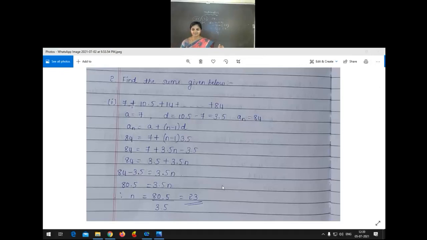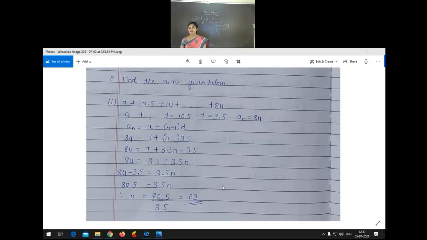Okay. So we have to find N. Yes, Shreya. We have to find N. We need N to find out the sum. How do we calculate N? To calculate n, we know a concept. So we know how to find out n when the AP is given.